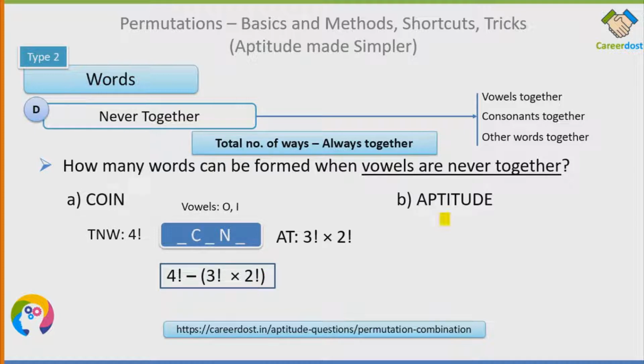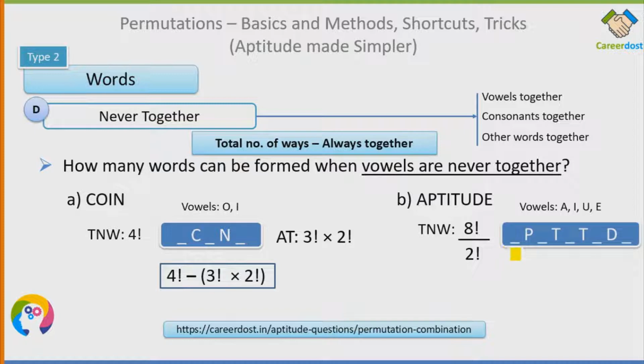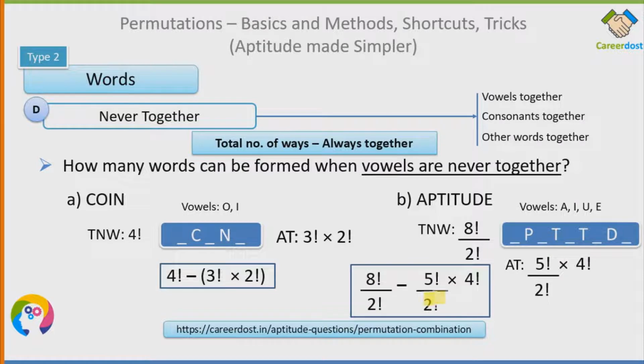Let's take it for aptitude. So vowels here, as we know, are A, I, U and E. Total number of ways here will be 8 factorial divided by 2 factorial. The remaining letters are P, T, T, D, and the number of ways they can be arranged is 5, 5 spaces. So always together will be 5 factorial divided by 2 factorial into 4 factorial for vowels. Now we will subtract this from this, that is total number of ways minus always together. So once you solve this, you will get the answer. So this is for vowels.